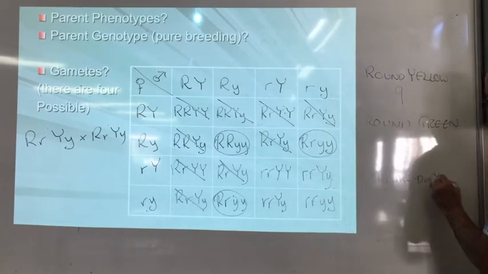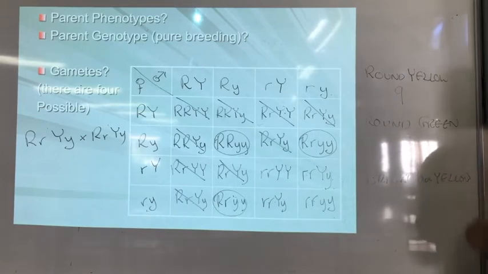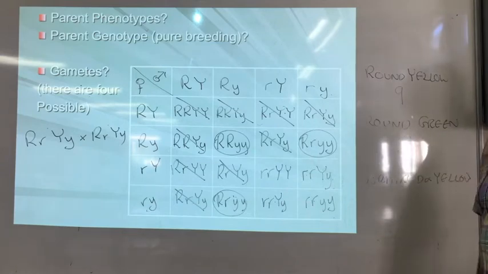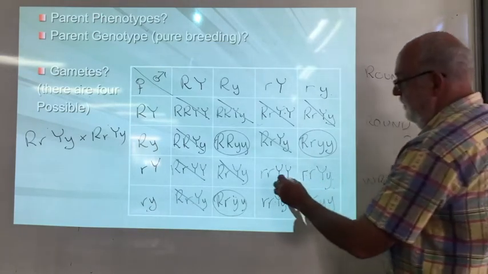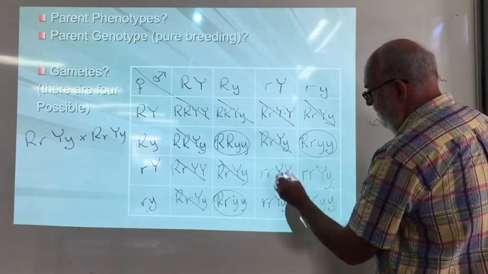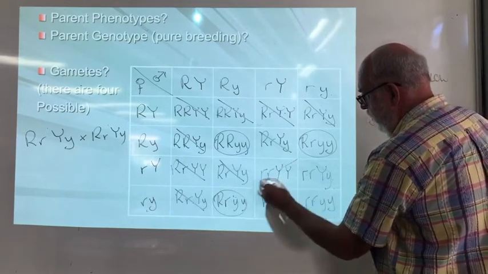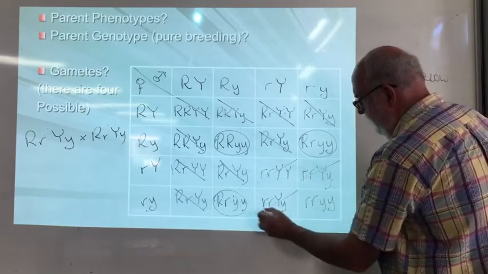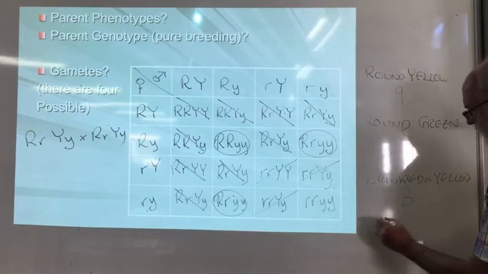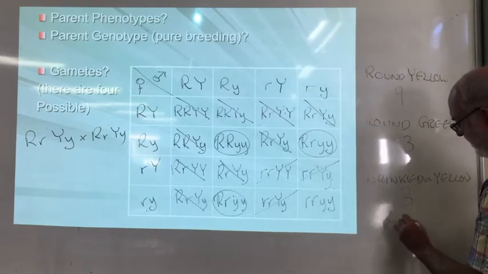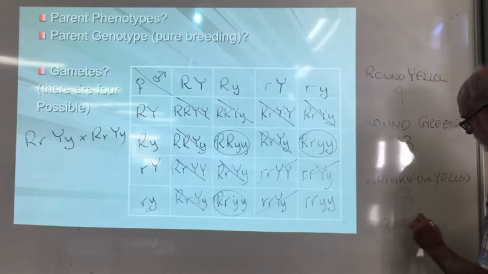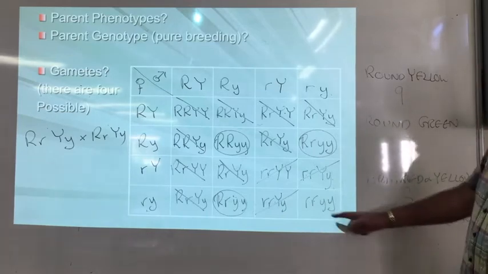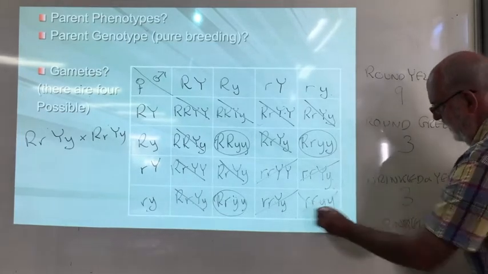Wrinkled and yellow. This one has got no capital R in it, and it has to have at least one capital Y. So we'll cross them in a different way. Let's cross them this way. This one, capital Y. This one, capital Y. This one, capital Y. So again, it's 3. And as you can see at the bottom, wrinkled and green. We've only got one left. Look, there we are. One.